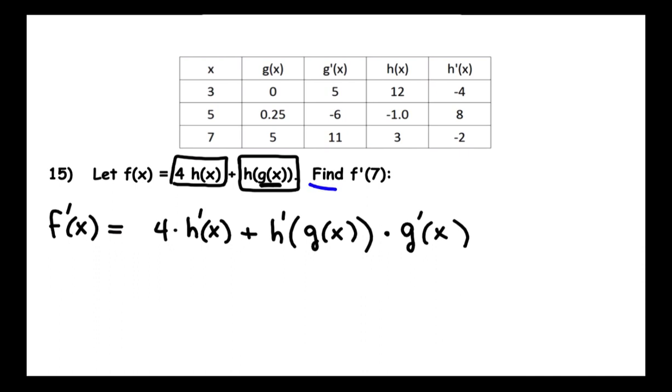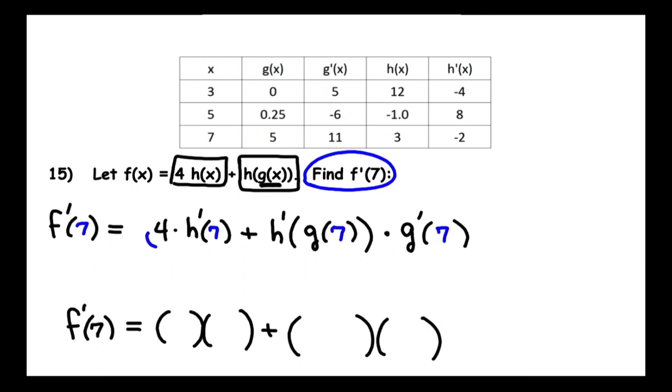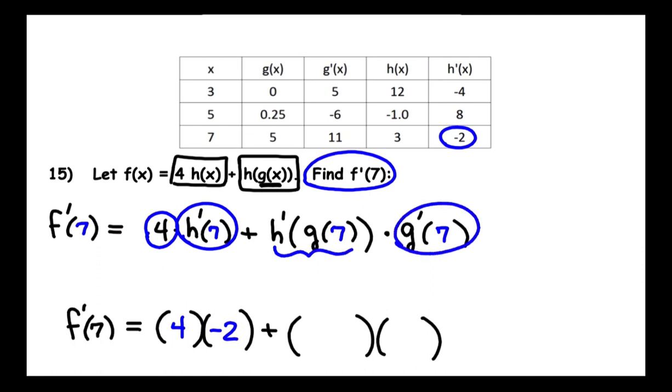All right, we're going to find f prime of 7. So I'll make all the x's into 7s right now. All right, let's see what f prime of 7 will be. This 4 goes down there. H prime of 7, that's negative 2. I'm going to come back to this later. Okay, at the end, g prime of 7 is 11.